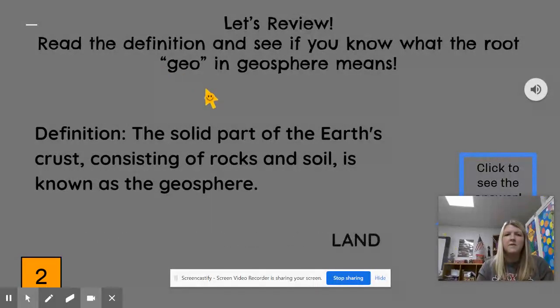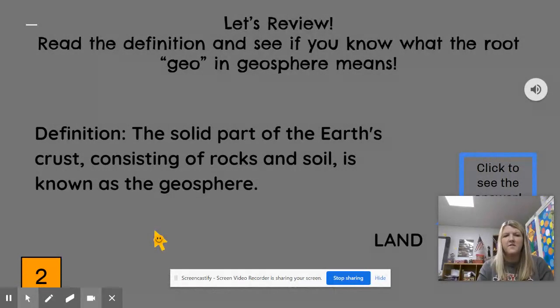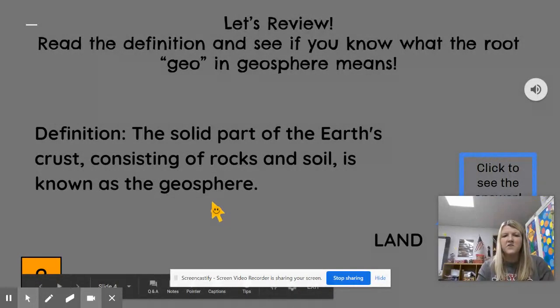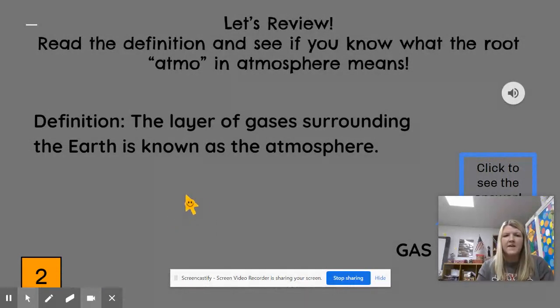All right, and then this one already popped up, but I think you probably would have got that one. With geo and geosphere, it's the solid part of the Earth's crust consisting of the rocks and soil. So the geosphere, geo means land. That's the Earth's land. And then atmo, the layer of gases surrounding the Earth, is known as the atmosphere. So atmo means gas. That's the gases surrounding the Earth.